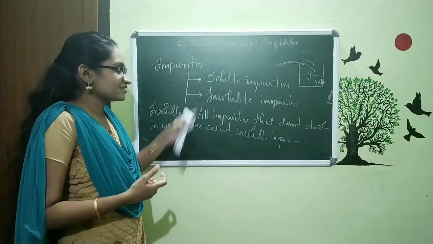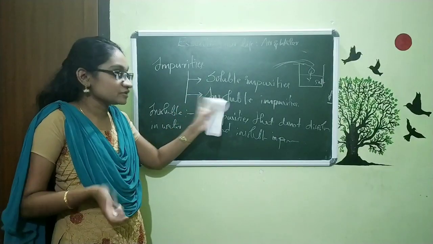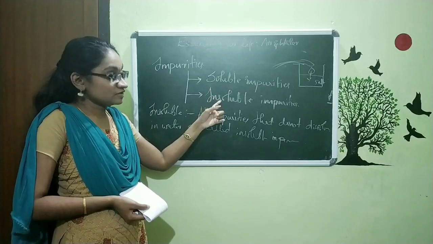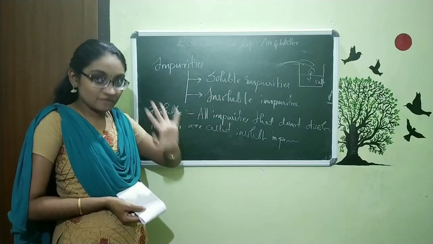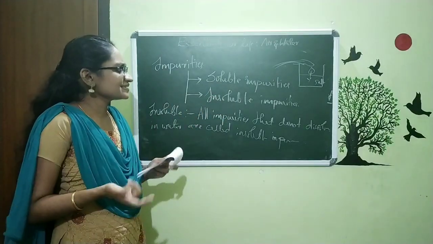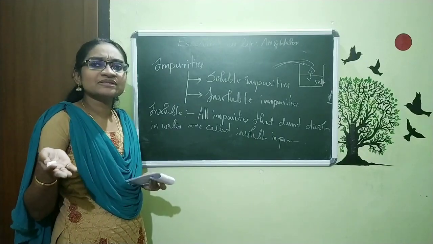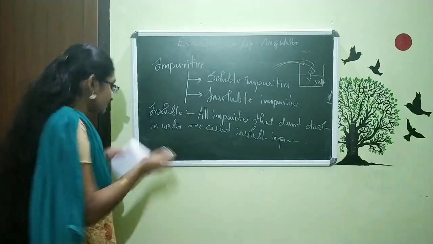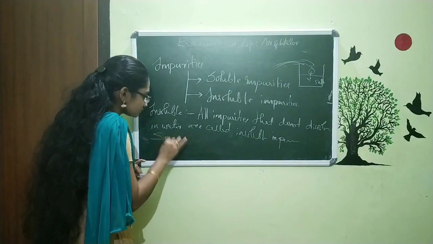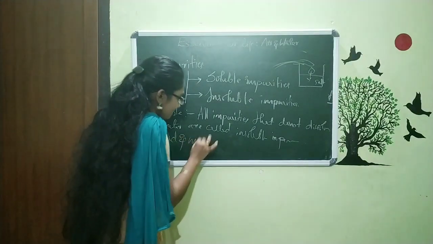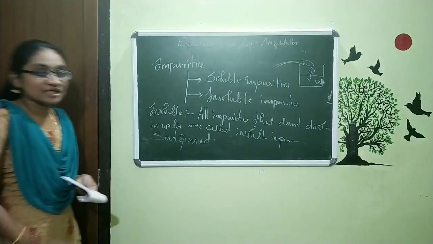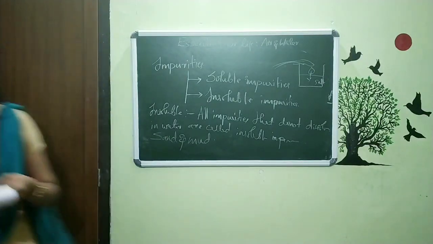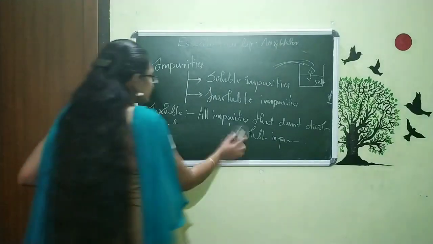Don't get confused between soluble and insoluble. Soluble means it gets dissolved in water. Insoluble means it does not dissolve in water. And what are the examples for insoluble impurities? You may know that. The examples are sand and mud. Sand and mud are the examples for insoluble impurities. So I think it's clear for you.